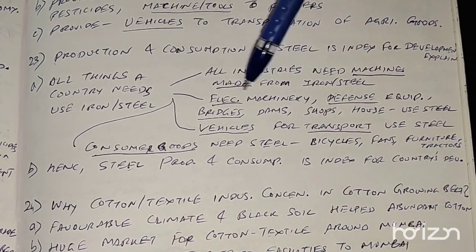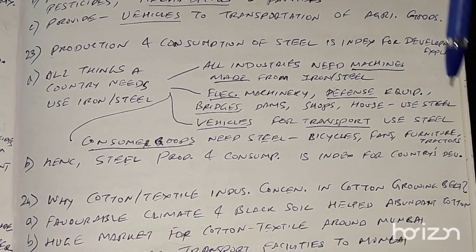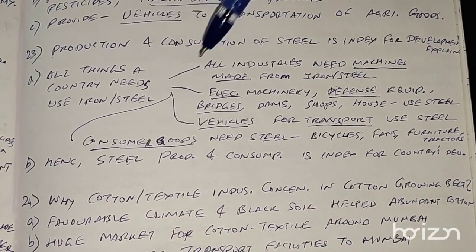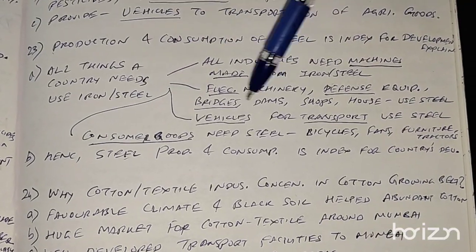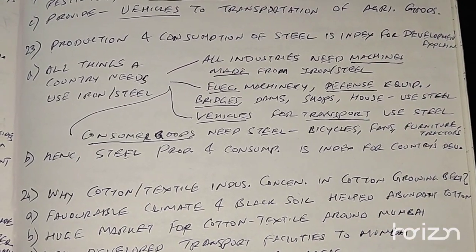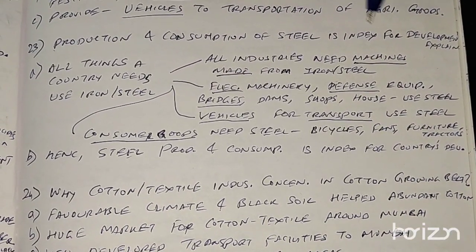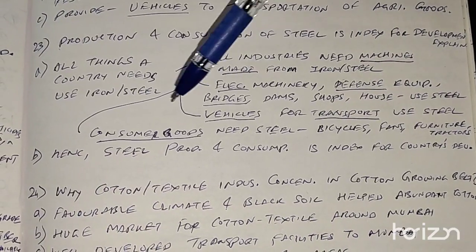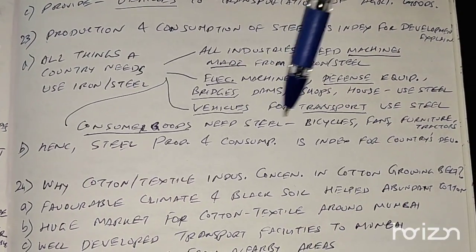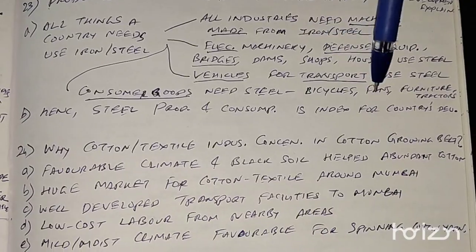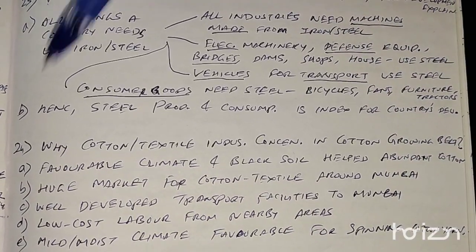So you can see that iron and steel is used in many areas, for buildings, for vehicles, for consumer goods, etc. That is why production and consumption of steel is an index for development. Hence, steel production and consumption is an index for the country's development.